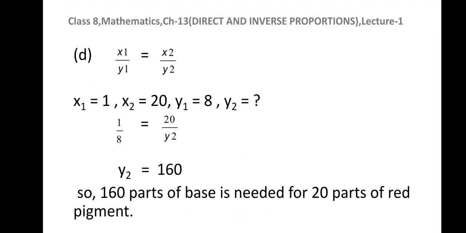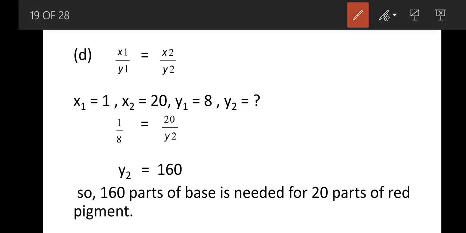Okay, now coming to the last blank, that is x1 over y1 is equal to x2 over y2. As I told you, I am comparing every ratio with the very first ratio, that is 1 over 8. So x1 is 1, y1 is 8, so I have written 1 over 8 is equal to 20 over y2. So 20 into 8 is 160. So 160 parts of base is needed for 20 parts of red pigment.